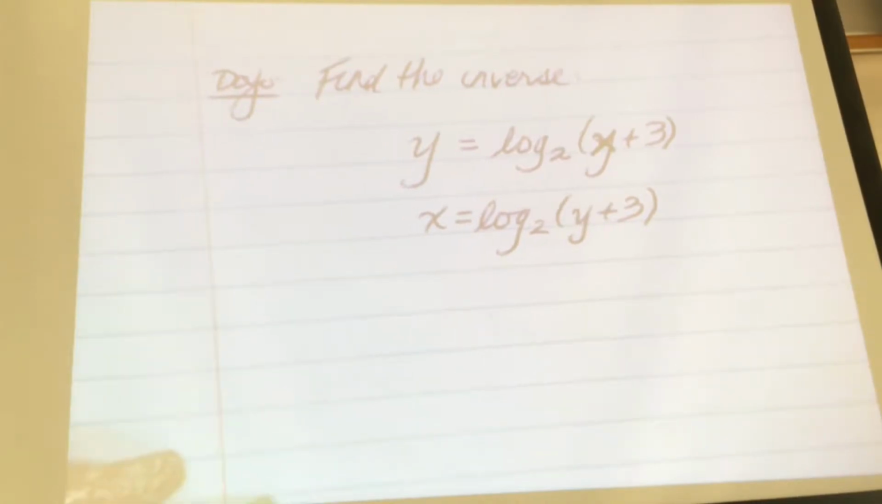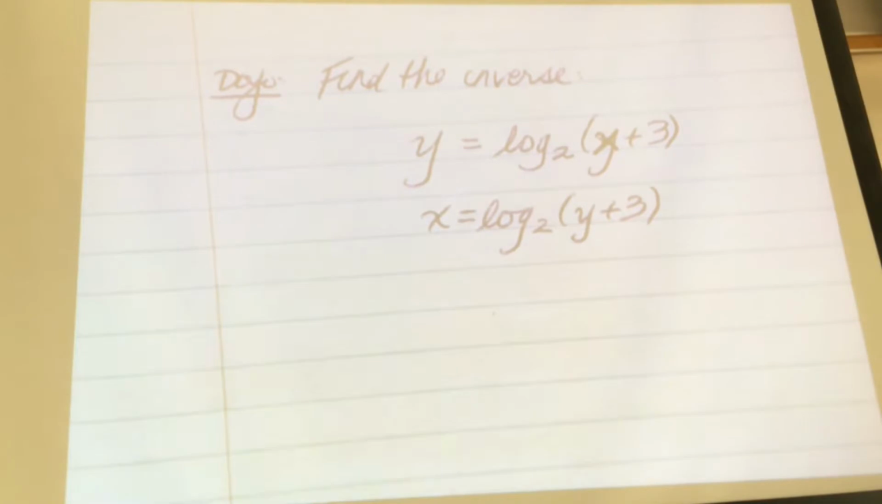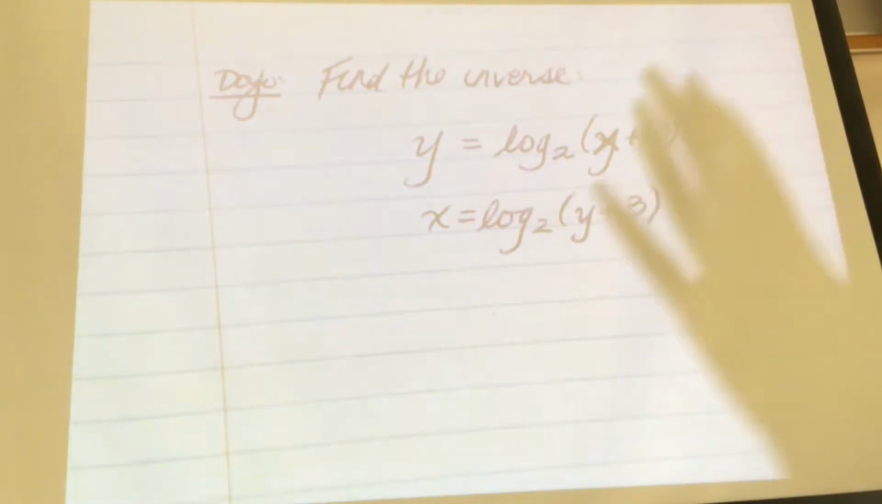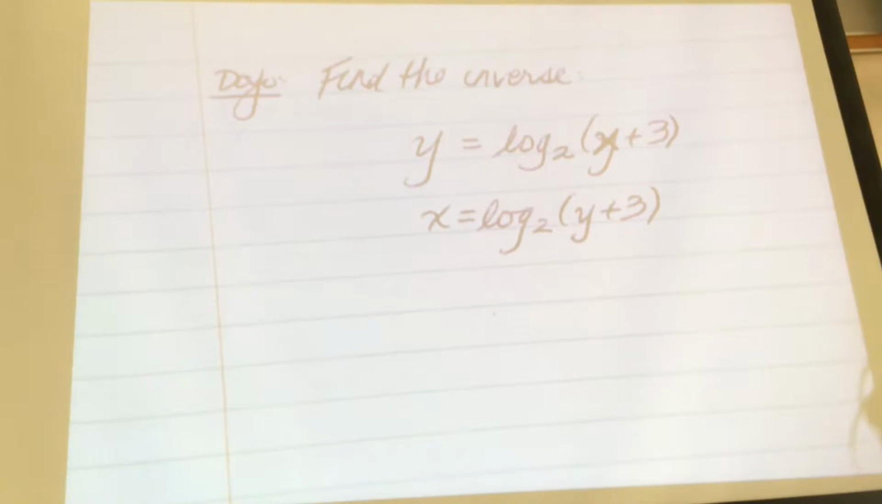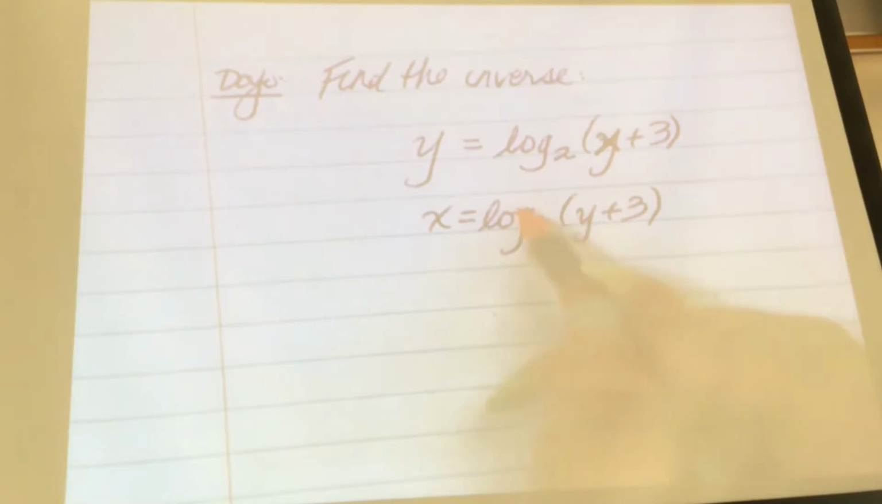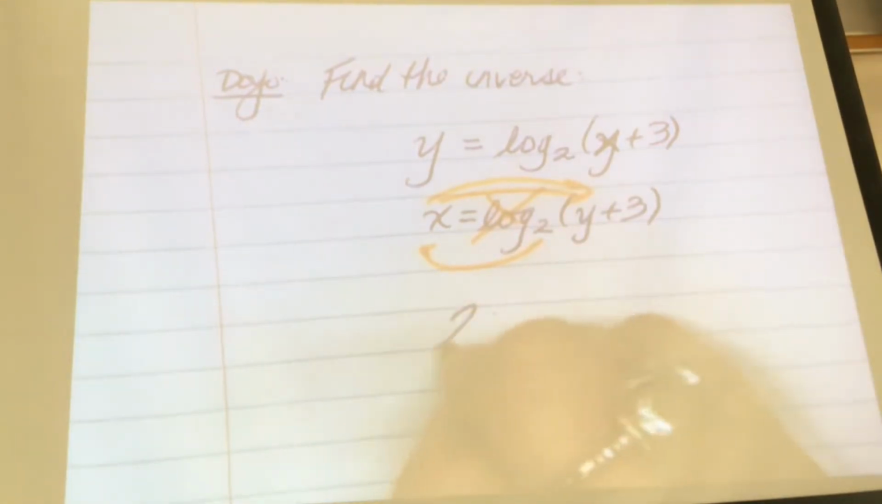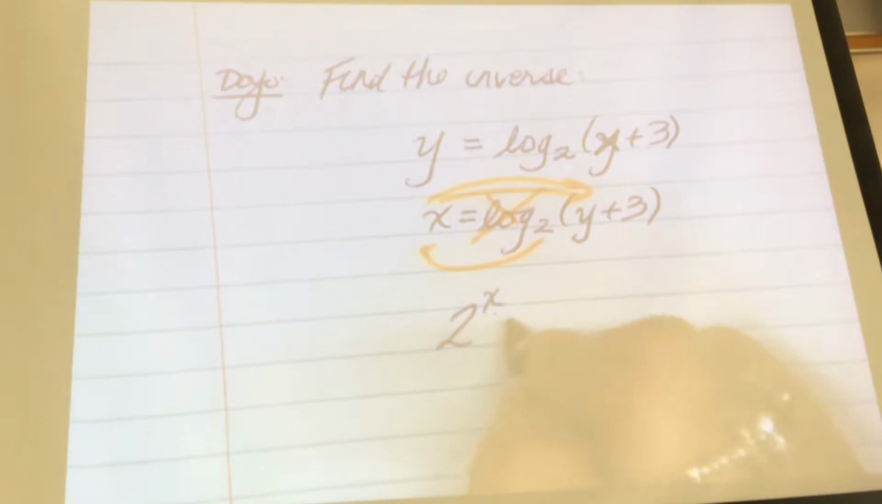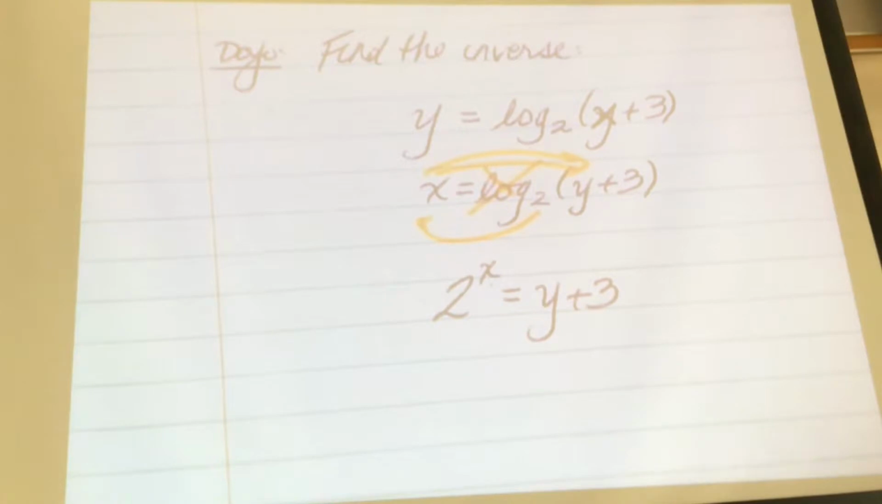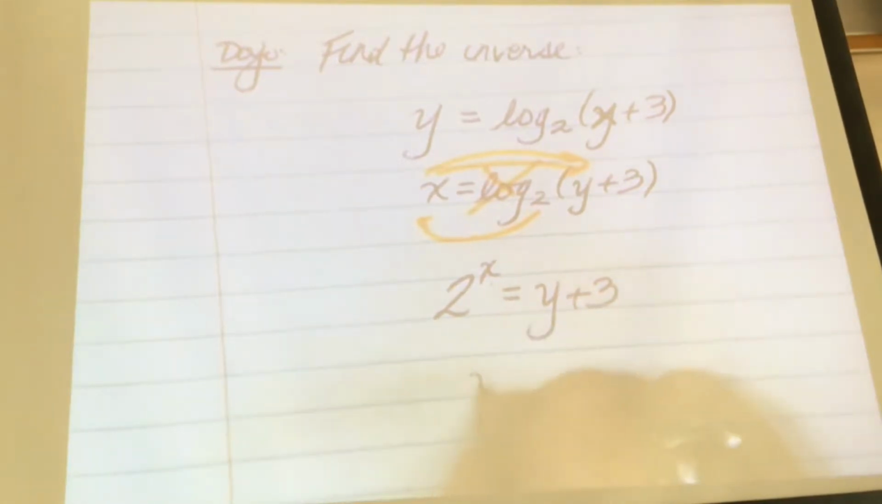Okay? So the log is isolated. It's already isolated. So now you just cancel the log and do the circle cycle. Piggyback, make it equal to that. So 2 to the power of x equals y plus 3. But we're not done yet because you have to solve for what letter? Y. So y equals 2 to the x minus 3.